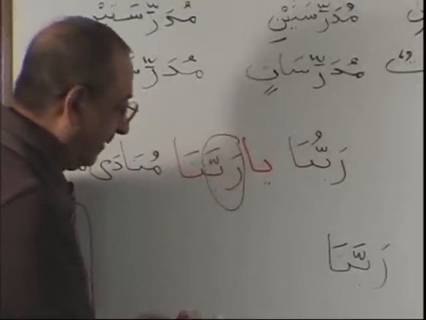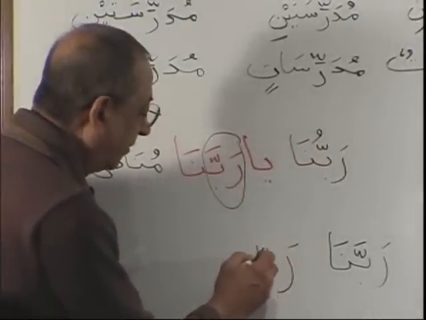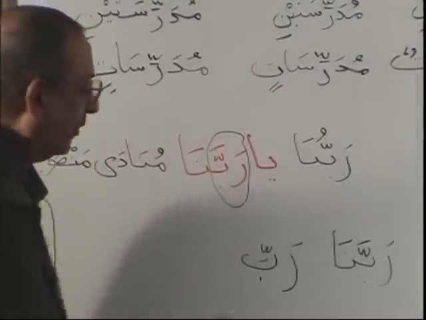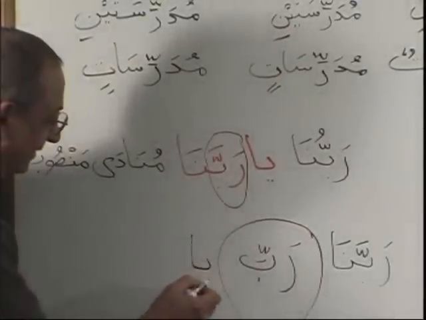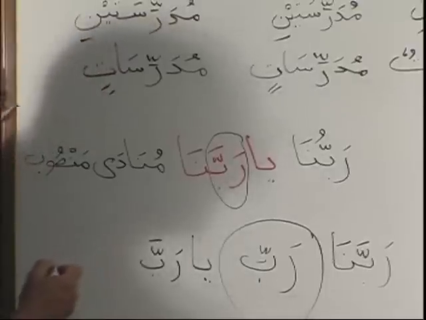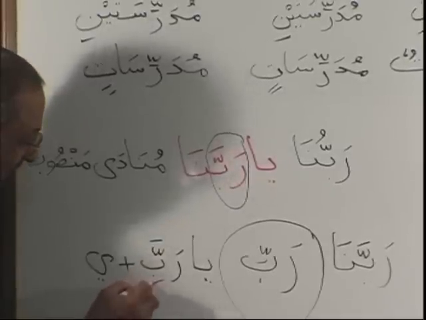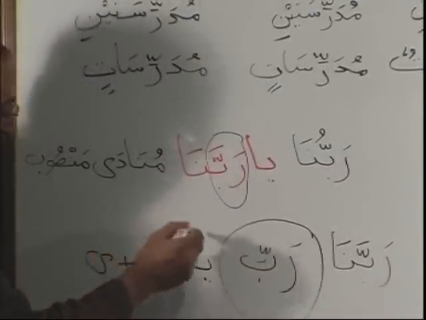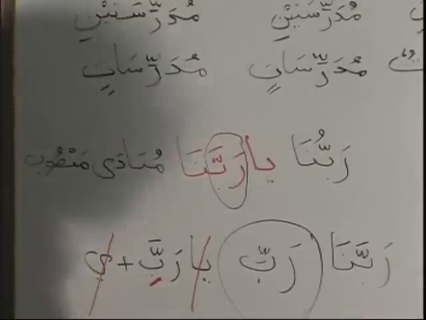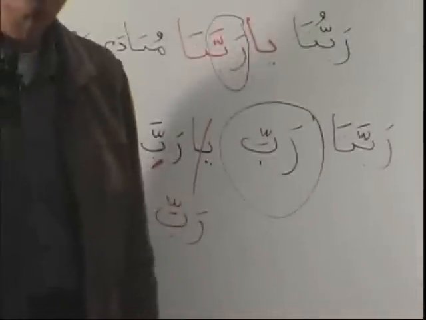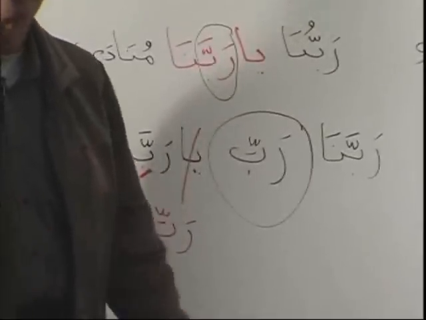Now I tell you, brothers and sisters, you see Rabbi. You will see in the Quran Rabbi. What is Rabbi, brother? Ya Rabbi. So now from here, how many things are dropped? Two things are dropped. Actually, it is Ya and then Rabba. Are you with me? And then Ya Mutakallam. Now, Ya Mutakallam will make Rabba into Rabbi. So you drop this and you drop this. What are you left with? Rabbi. So what is the meaning of Rabbi? Oh my Lord, oh my Creator, oh my Sustainer.